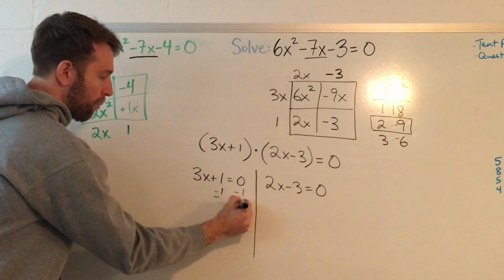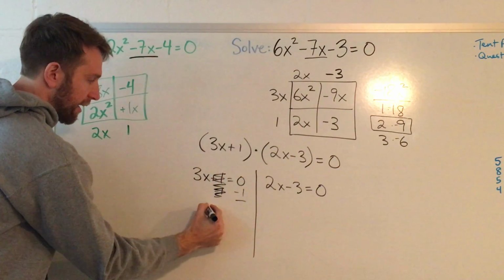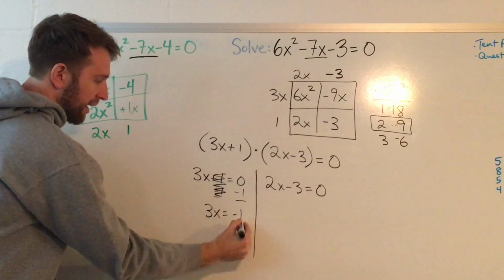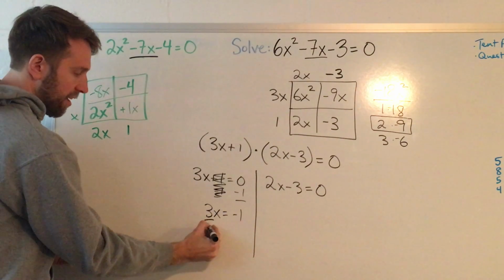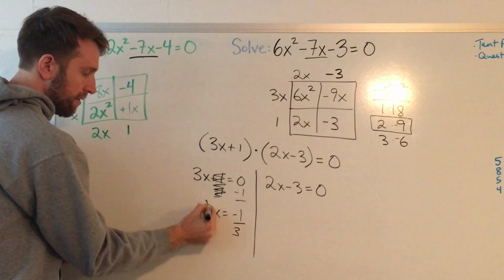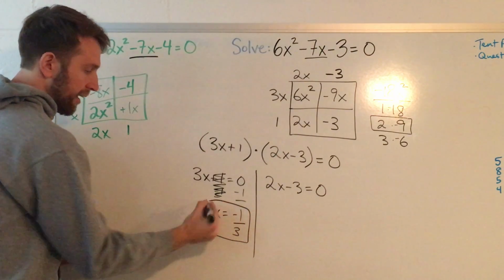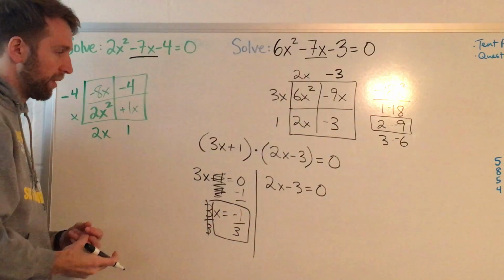I'm going to go ahead and subtract 1 from both sides. I get 3x is equal to negative 1. Get x by itself by dividing by 3. And I get x is equal to negative 1/3. I have solved for one of the x's.